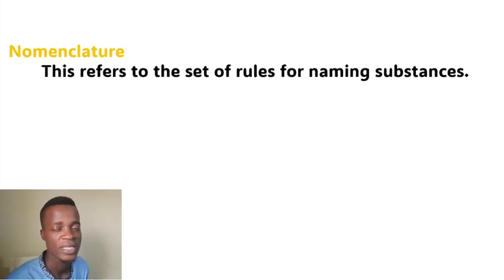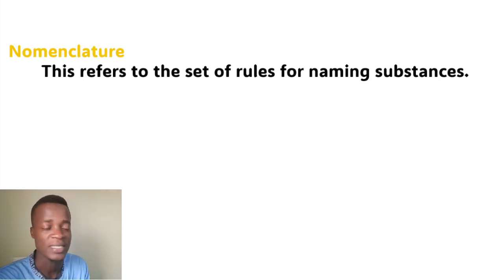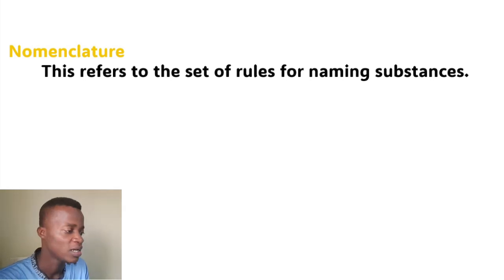The next term is nomenclature. Nomenclature refers to the set of rules for naming substances. As I said earlier, in biology you have biological nomenclature, and in chemistry you have IUPAC nomenclature, right? So, naming something. Whatever field you are in, if you have nomenclature, it means there are set rules and standards that must be followed in order to name certain substances. Here we are doing chemistry, so it is IUPAC nomenclature, meaning IUPAC is the one behind this set of rules for naming substances that we have accepted so far.